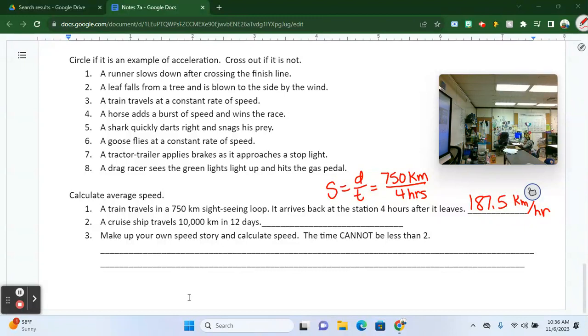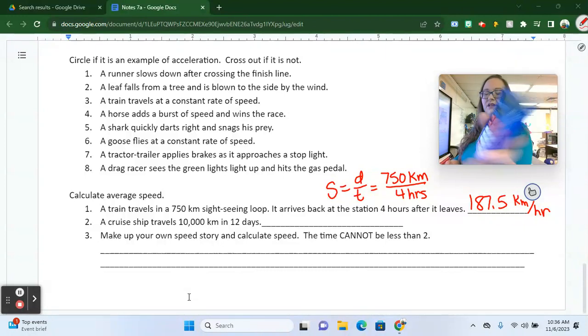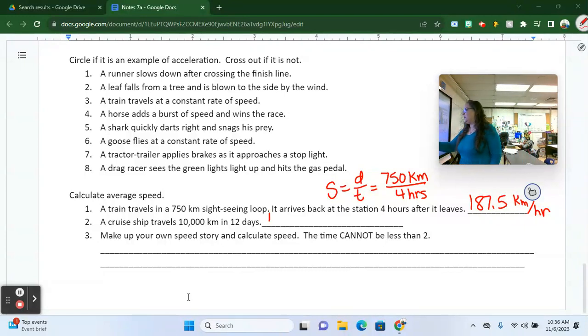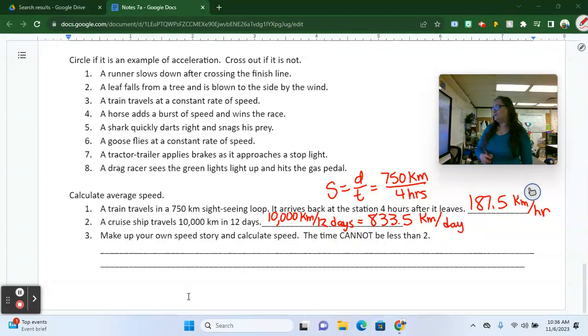Hang on, let me grab my calculator and I'll show you if it'll show up. Did it show up? Yay, 750 divided by 4 equals 187.5. All right, a cruise ship travels 10,000 kilometers in 12 days. So now it's 10,000 kilometers divided by 12 days. 10,000 divided by 12 is 833 and a half kilometers per day. That is impressive. I think maybe Miss Harris was really making up some numbers on that one. They don't travel that far.